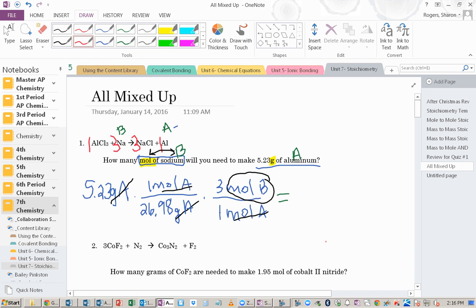So when I calculate this out, 0.582 moles of sodium is my final answer. Any questions for that one? All right.